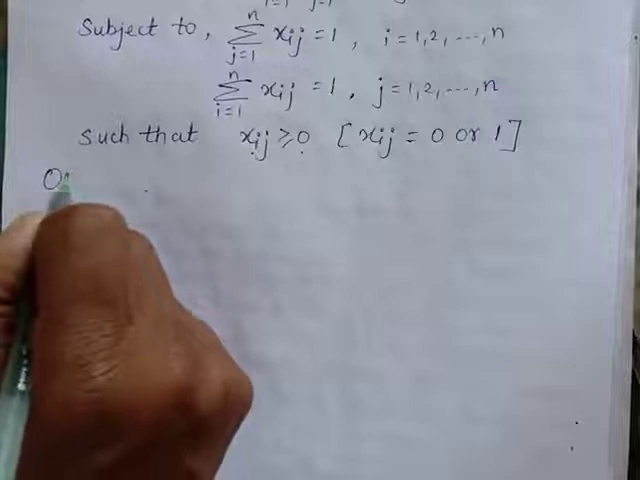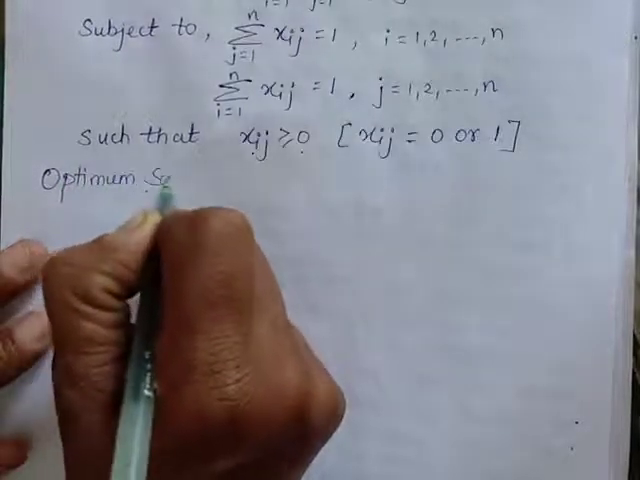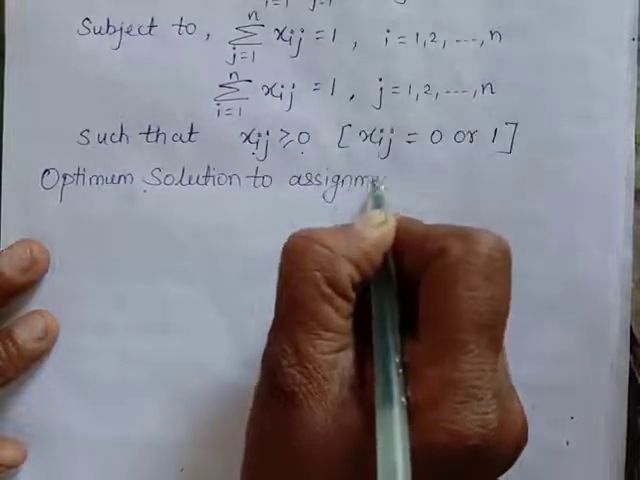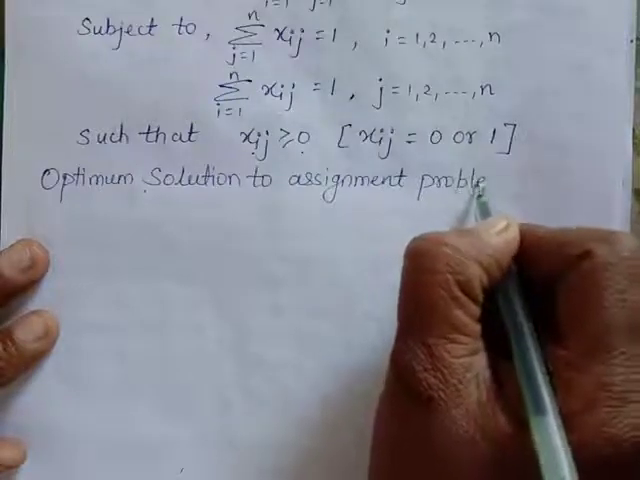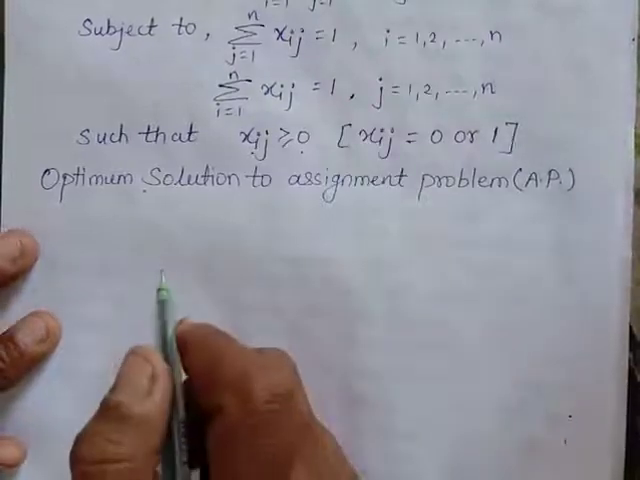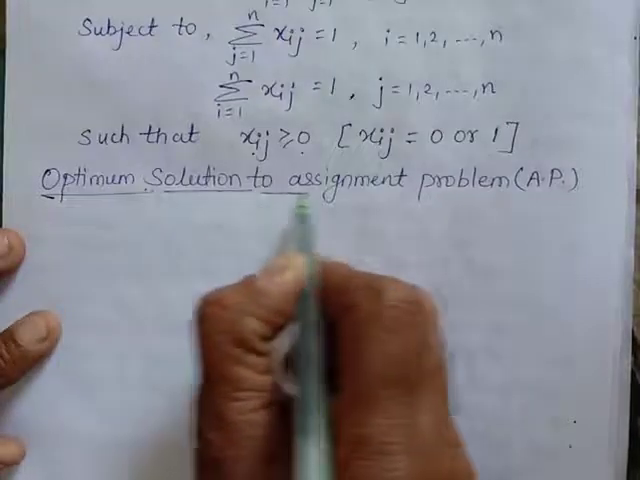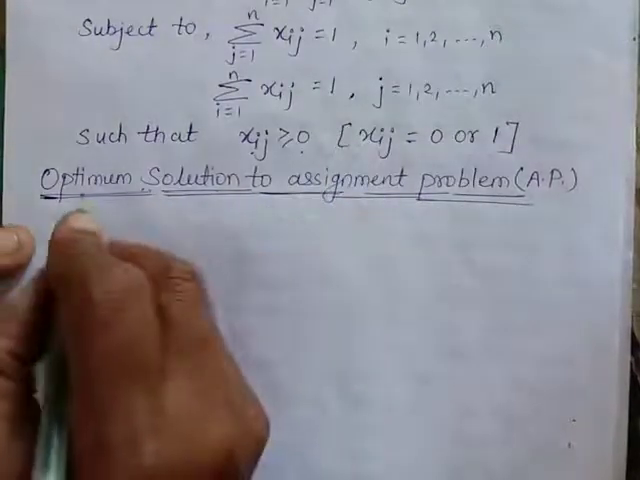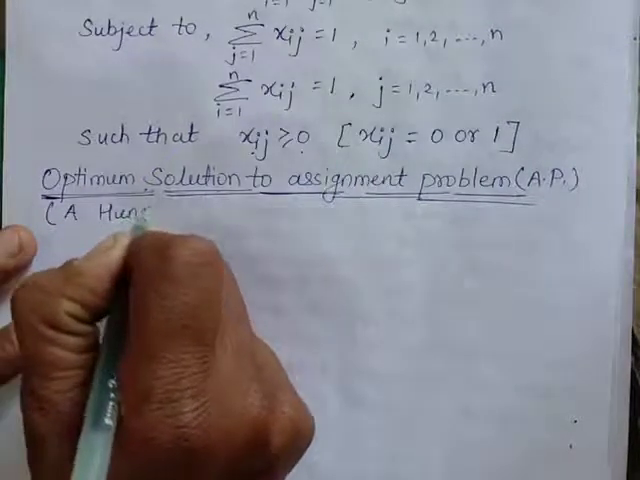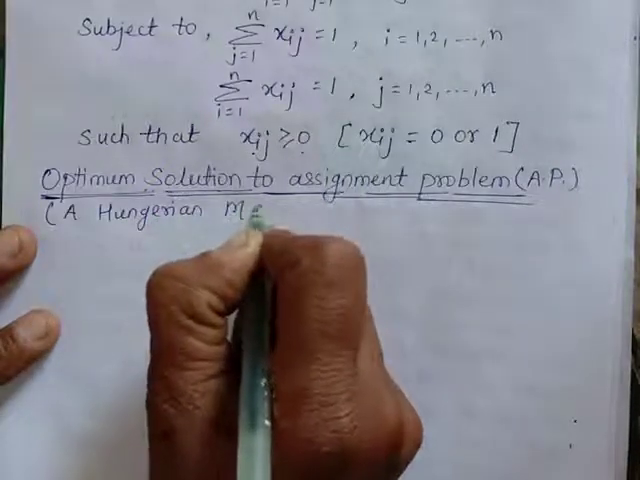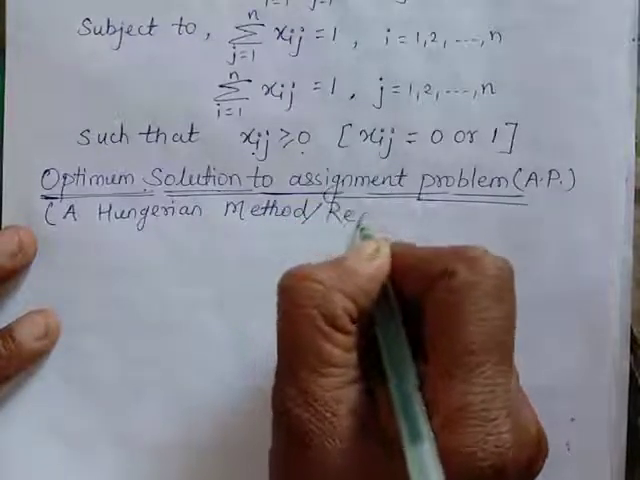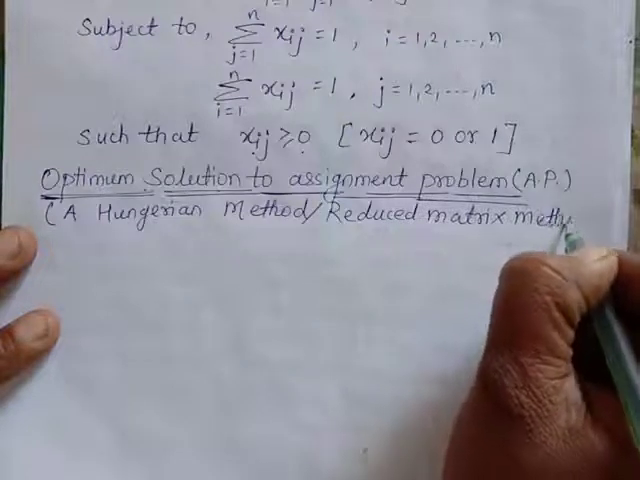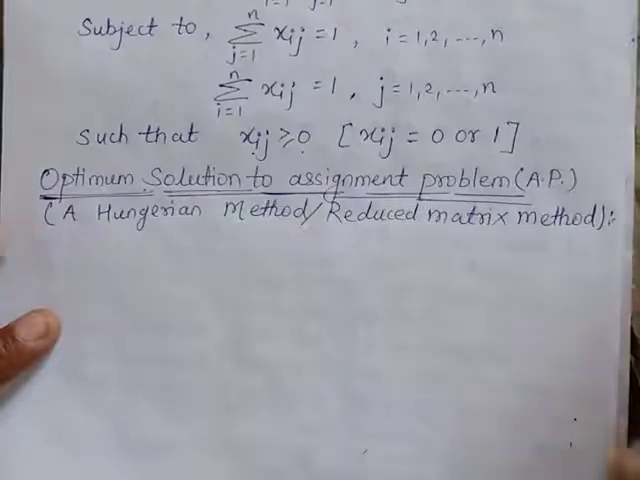Optimum solution to assignment problem. Now the assignment problem, here onwards we will denote it by AP, just like in the transportation problem we denoted it by TP. So remember, don't make a confusion here. It is not arithmetic progression, while it is assignment problem. Remember that. Here we have to see the Hungarian method or reduced matrix method. Okay, so let's see what it is.